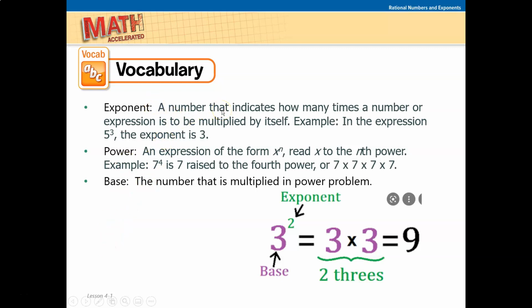An example is 5 to the third, the exponent is 3. A power is an expression of the form x to the n, read x to the nth power. For example, 7 to the fourth is 7 raised to the fourth power, which is 7 times 7 times 7 times 7.